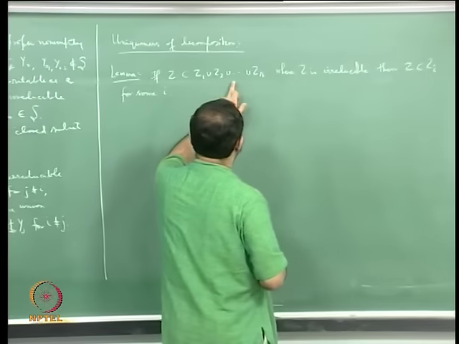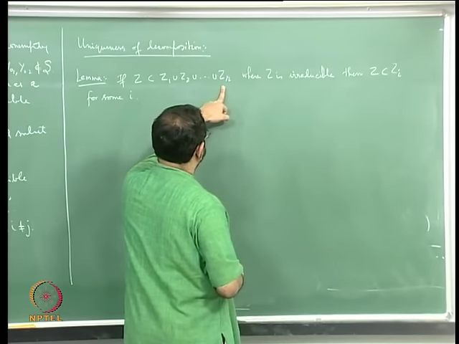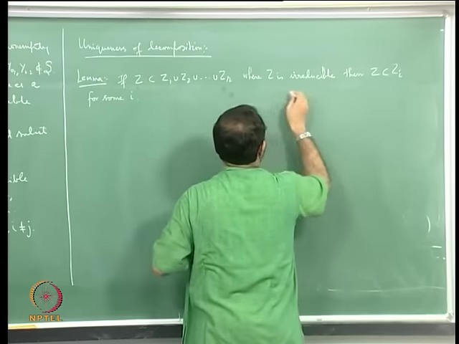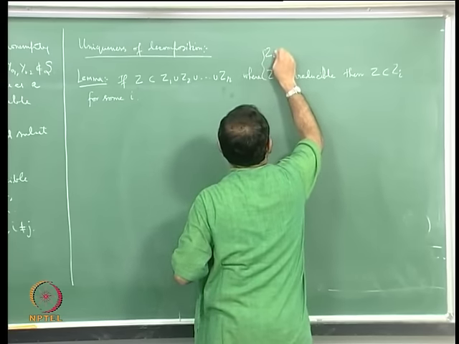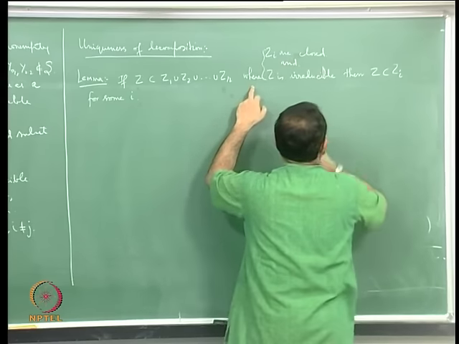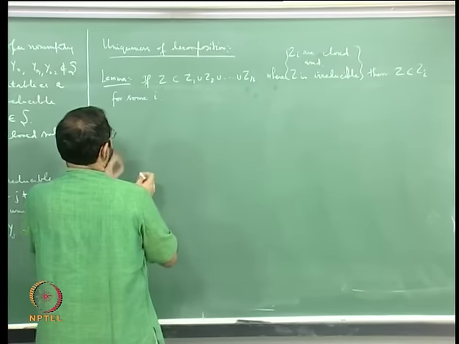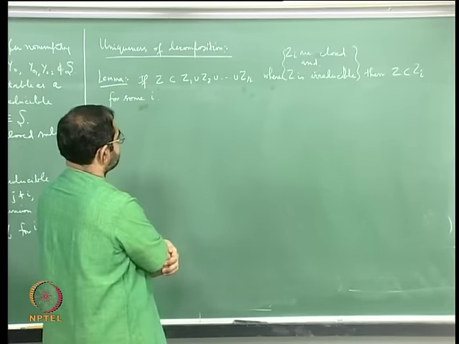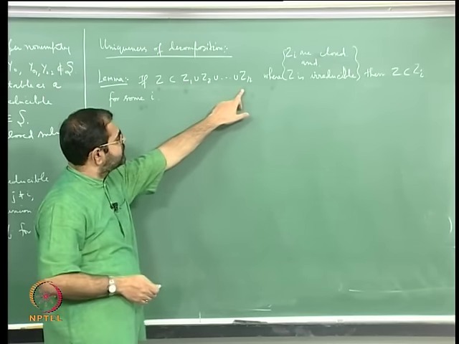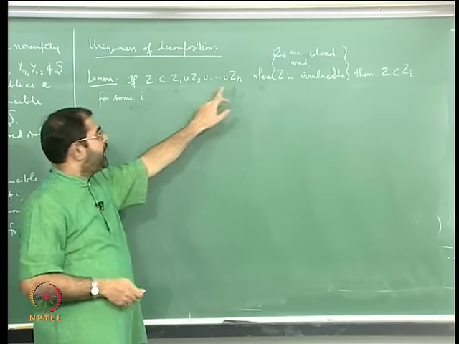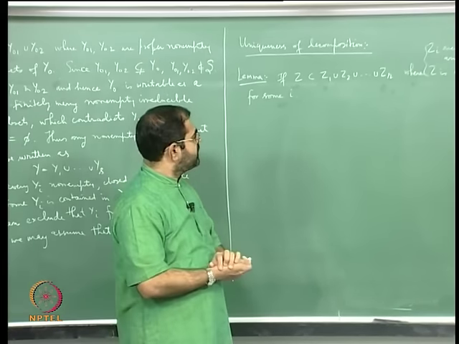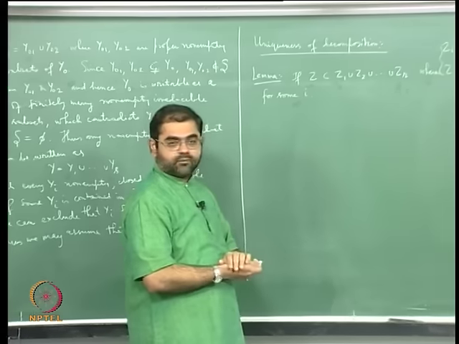Just a moment. I'll also need that all the Zi's are closed. Let me assume Z is closed and all the Zi's are also closed, where Zi are closed and Z is irreducible, then Z is contained in Zi for some i. That's correct. So if you have a finite union of closed sets, and there is an irreducible set which is contained in the finite union of closed sets, then it has to go into one of them.